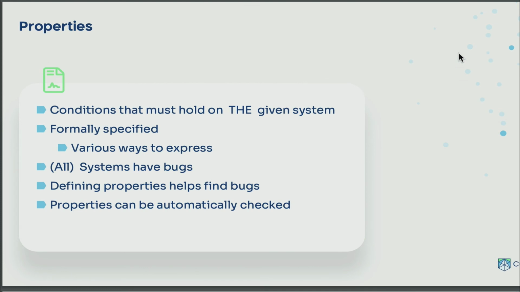So properties are conditions that have to hold. We have discussed invariant properties a lot, and it's for a specific system. There are different ways to actually formalize them; I will show two. We know that all systems, we don't like to say it, but all systems have bugs. So defining these properties can help find bugs. And it can also be automatically checked, but even just thinking about them helps, and there are different ways to check them. So it's not necessarily only formal verification.